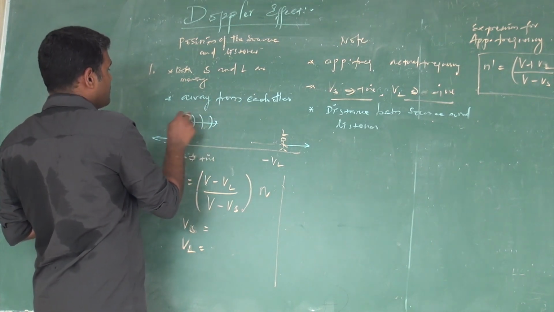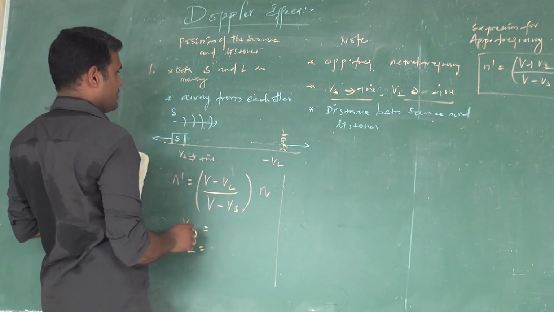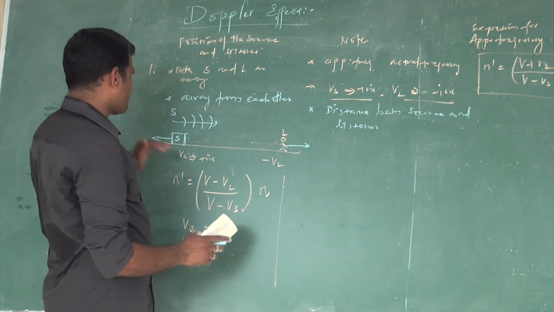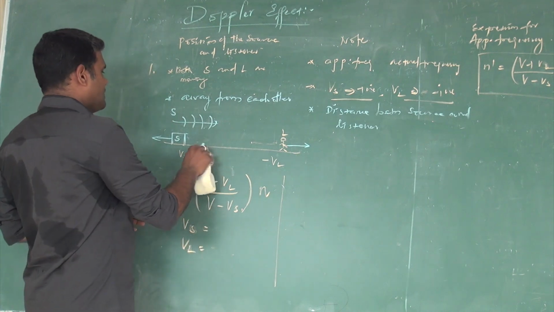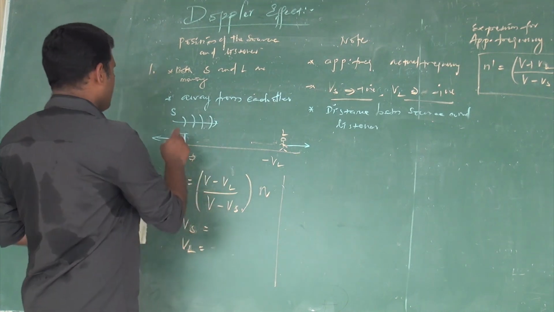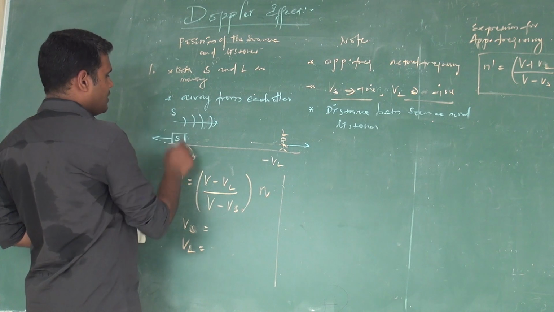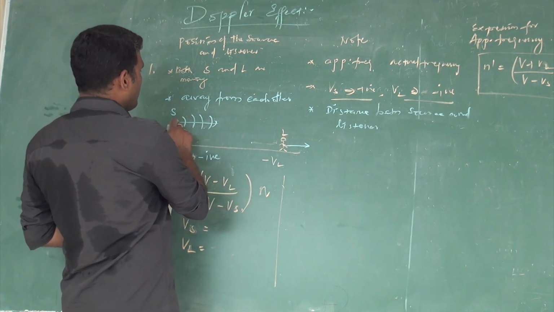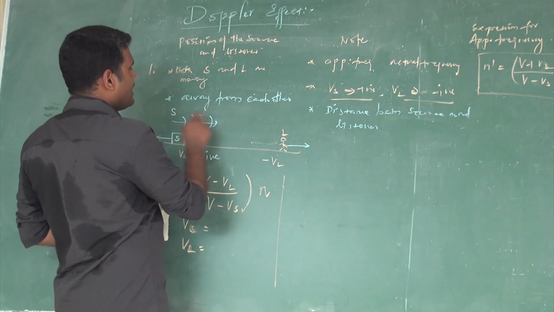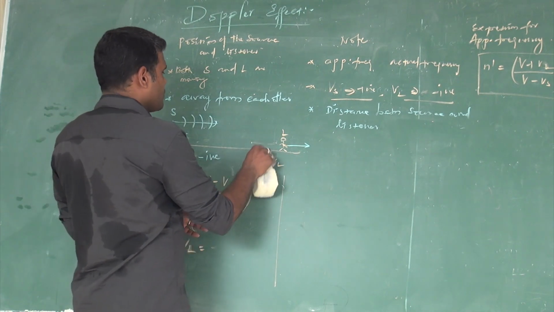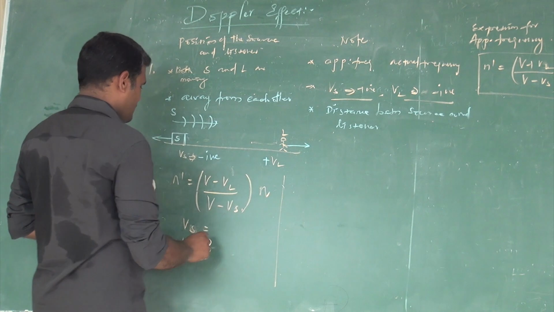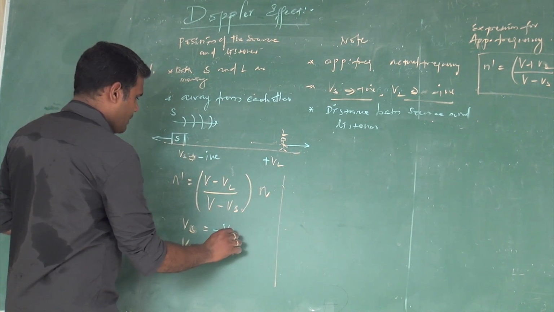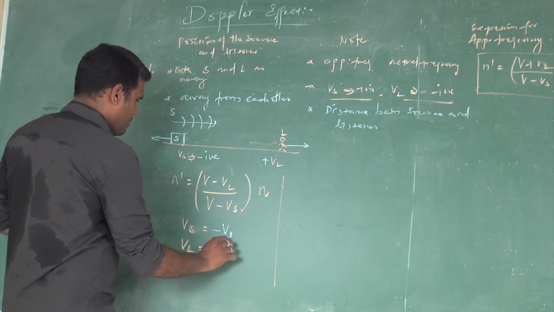This is the propagation of sound waves. So sound is propagating along this direction. Listener is also moving away from the source. Now, by applying sign convention, if the source is moving opposite to the direction of sound waves, then Vs is negative. But the listener is moving along the direction of propagation of sound waves, so VL is taken positive. So Vs is negative, so minus Vs. And VL is positive, so plus VL.